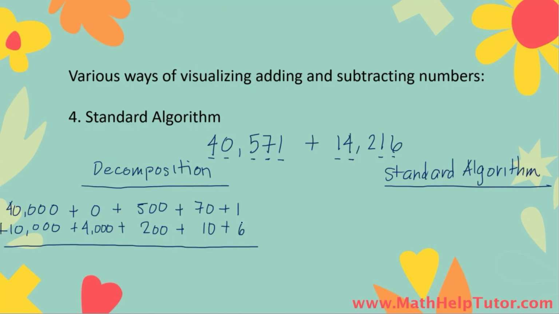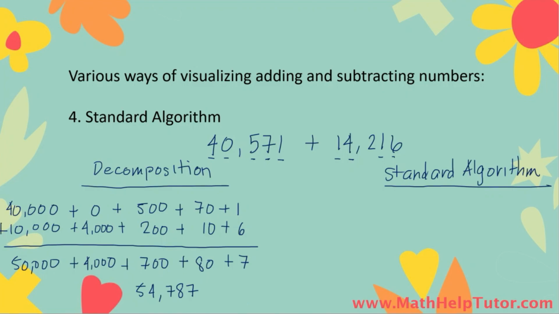After that, we do the addition starting from the rightmost place. So 6 plus 1 is 7, 70 plus 10 is 80, 500 plus 200 is 700, 0 plus 4,000 is 4,000, and 40,000 plus 10,000 is 50,000. So adding all these numbers up, we get 54,787. And that's by using the decomposition method.